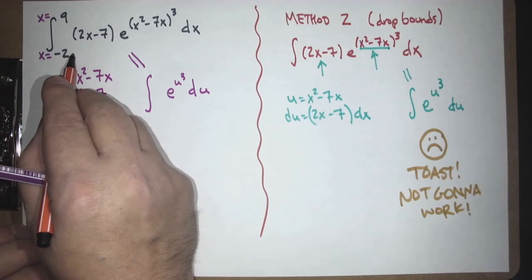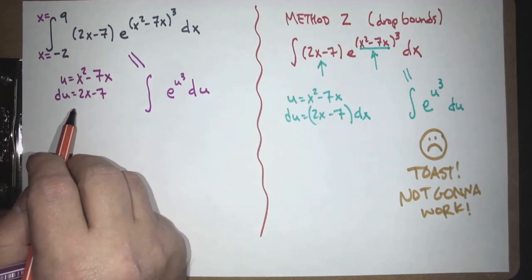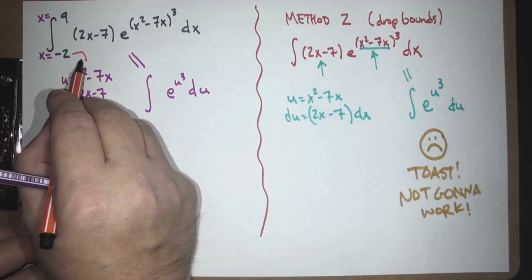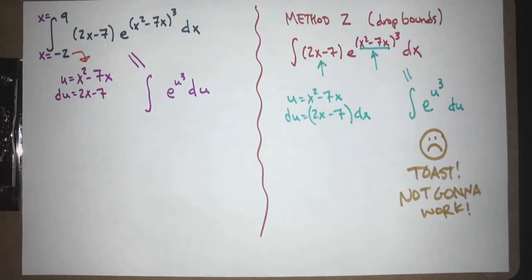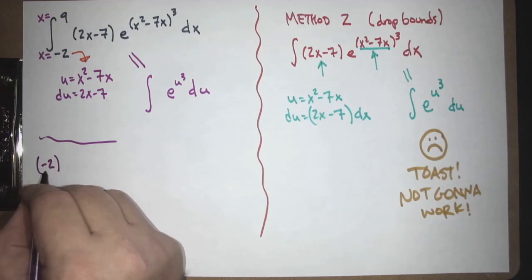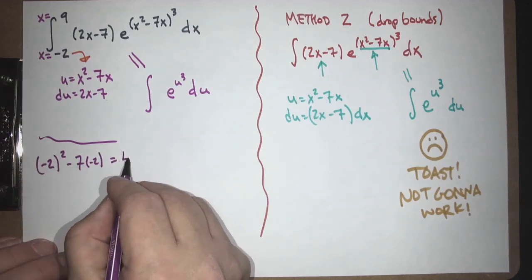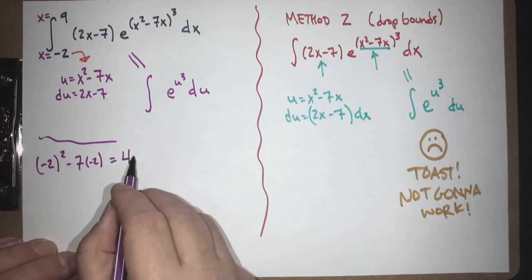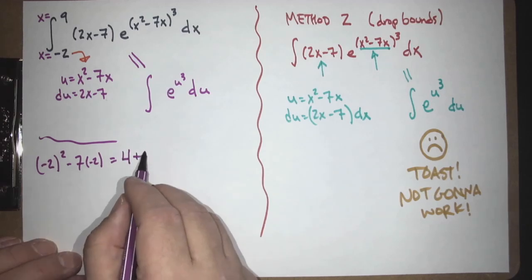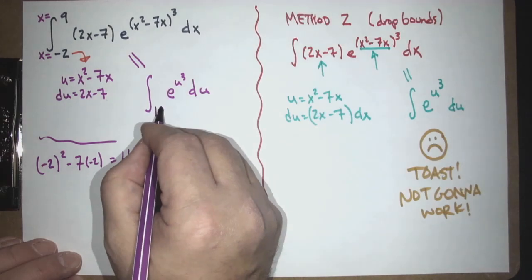So negative 2 goes into which one of the formulas? x squared minus 7x or 2x minus 7? It goes into x squared minus 7x. So we can do some little computations down here. Negative 2 squared minus 7 times negative 2. Negative 2 squared is 4, and negative 7 times negative 2 is 14. So that also looks a lot like 18.